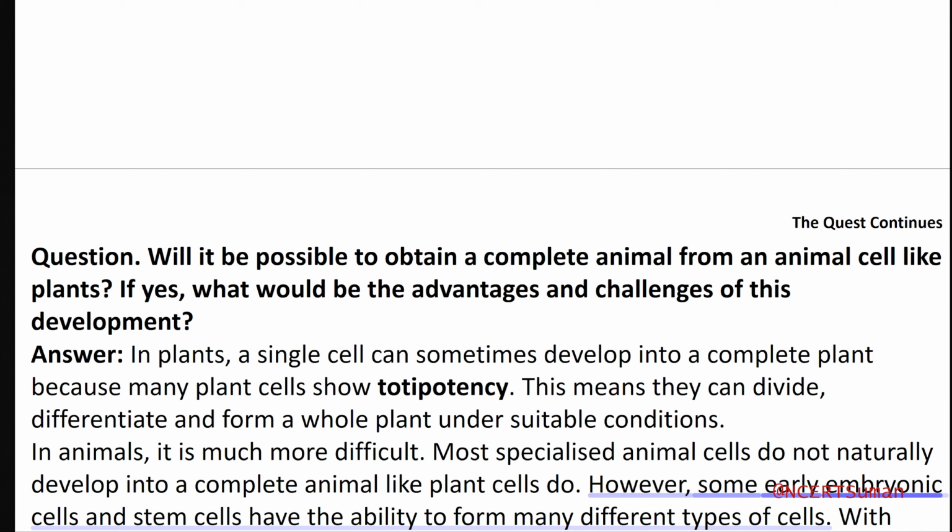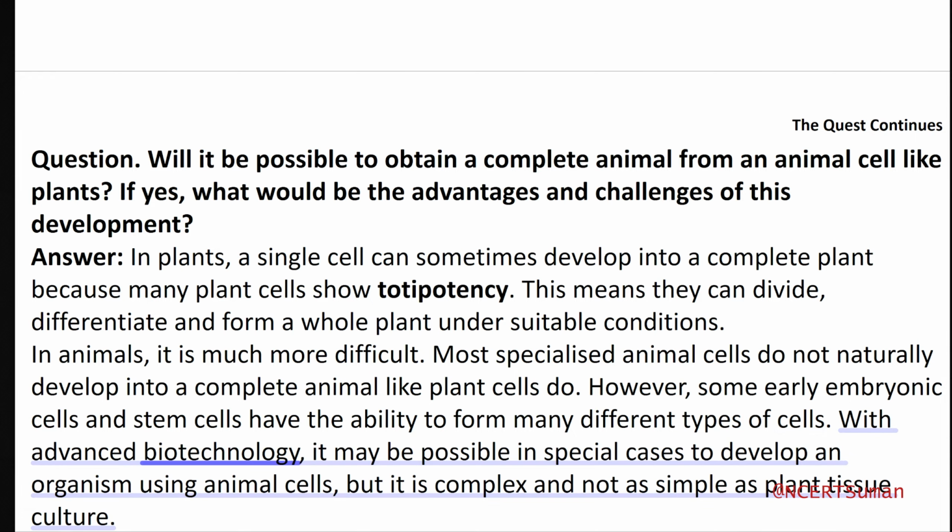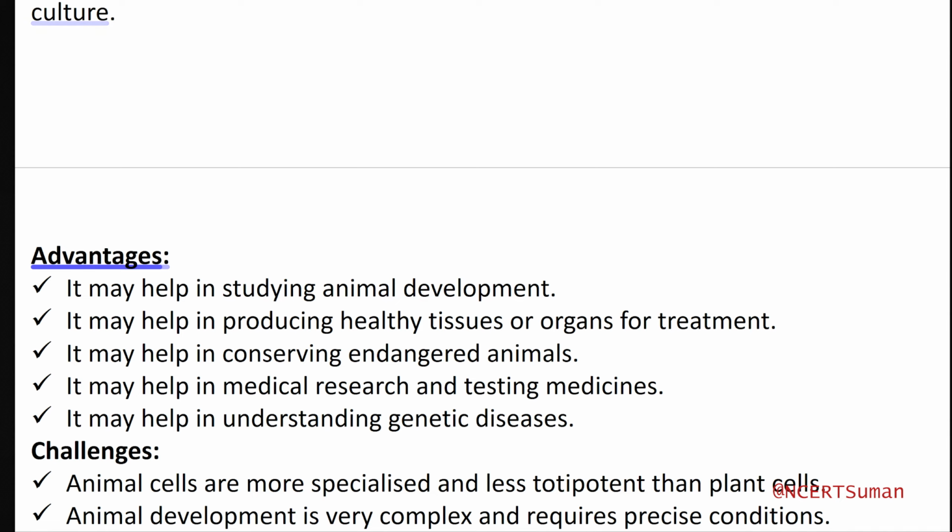However, some early embryonic cells and stem cells have the ability to form many different types of cells. With advanced biotechnology, it may be possible in special cases to develop an organism using animal cells, but it is complex and not as simple as plant tissue culture. Advantages: it may help in studying animal development. It may help in producing healthy tissues or organs for treatment. It may help in conserving endangered animals. It may help in medical research and testing medicines. It may help in understanding genetic diseases.